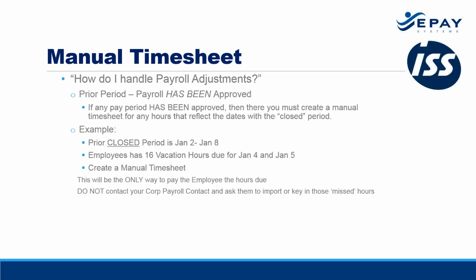Now, if the prior pay period has already been approved, meaning that we've already approved it, we're done with it, corporate payroll has already taken that payroll and has exported it over into JDE, then in that case, for my example here of January 2nd to the 8th, if it's already been closed and the employees are still due those 16 hours on the 4th and 5th, then the only thing I can do is go and create a manual timesheet for the 4th and the 5th and enter those 8 hours each day respectively for a total of 16 hours so that an employee can get paid for the vacation time that is due to them.